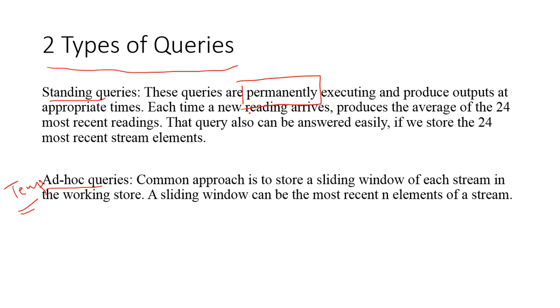Okay, and each time whenever new reading arrives, it produces the average of the 24 most recent reading. मतलब जो भी 24 आपका मोस्ट रिसेंट आएगा उसका क्या रिटर्न करेगा? एवरेज वो रिटर्न करेगा. Okay, and that query also can be answered easily if we store the 24 most recent stream elements. But what about ad hoc queries? So ad hoc queries में, now stream query में क्या होता है? We need to store the 24 most recent.